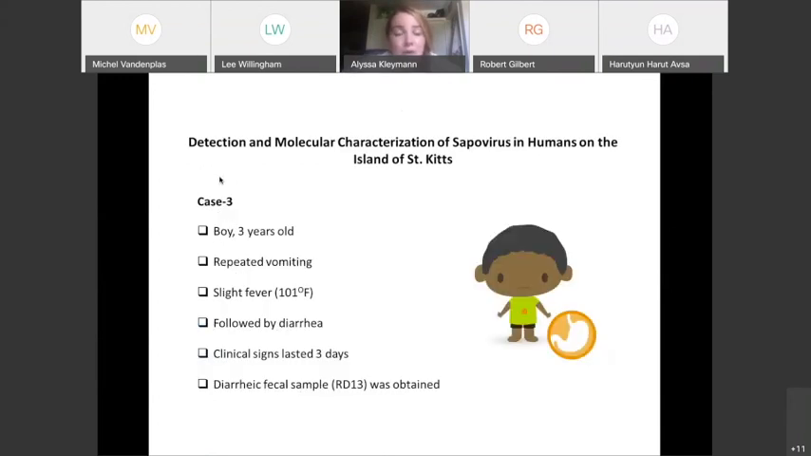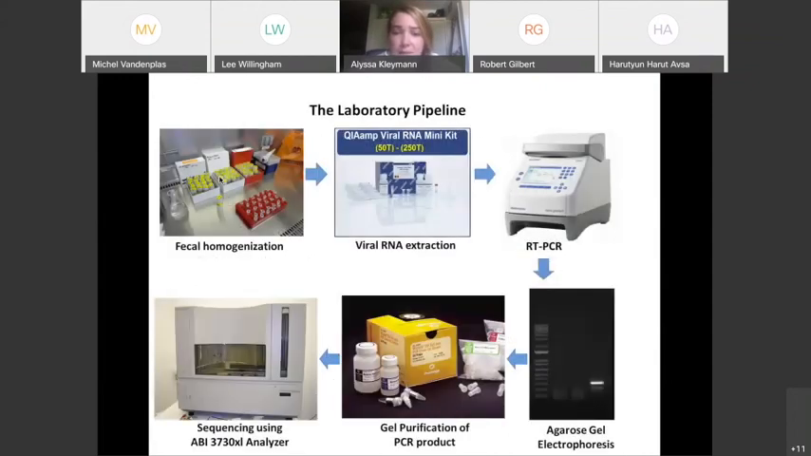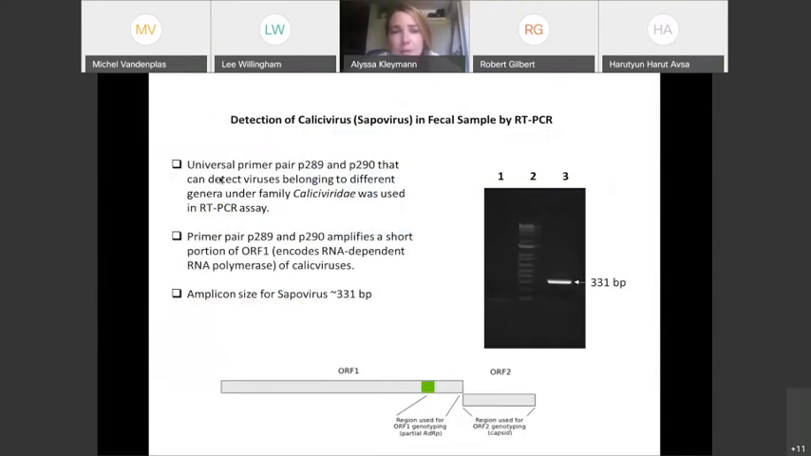So case 3 was that of a boy, 3 years old, that presented with vomiting repeatedly, a slight fever, and diarrhea, and we collected a direct fecal sample and labeled it RD13. Again, same process. We used the universal primer pairs P289 and P290 to see if norovirus could be detected. Now, with the gel electrophoresis, we saw a similar amplicon pattern as the ones before. So honestly, in the lab, we were thinking, oh, another norovirus sample.